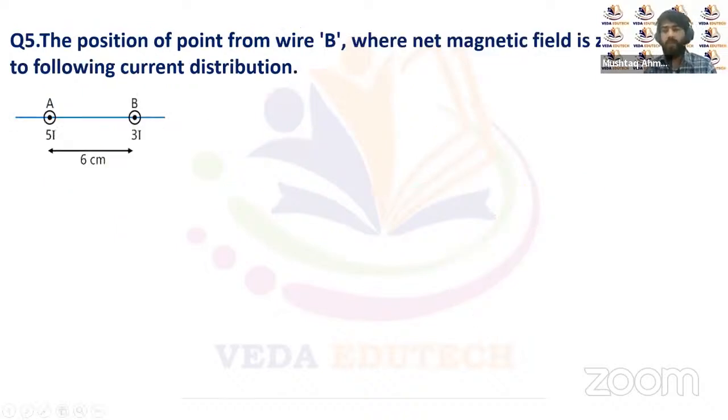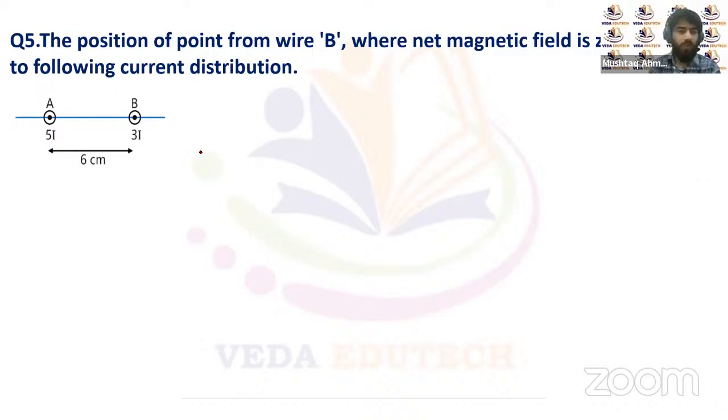Now let's discuss question number 5. The question says: find the position of point from wire P where the net magnetic field is 0 due to the following current distribution. We have to find the position of the point.